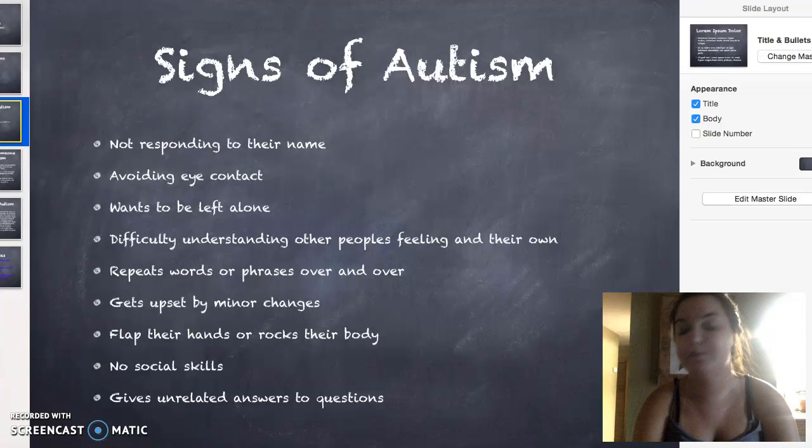You can find some of these signs if you have a little kid and you're a parent wondering if your kid has autism or not. You can use some of these signs to kind of decide if you need to take them to the doctor for a diagnosis.